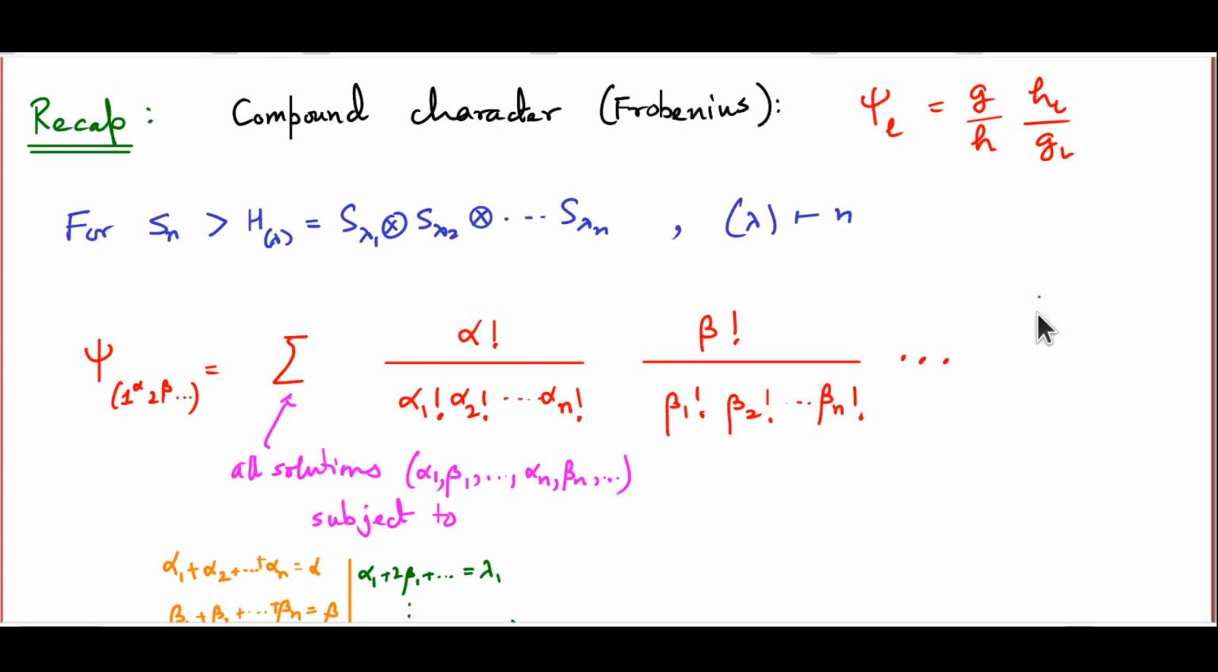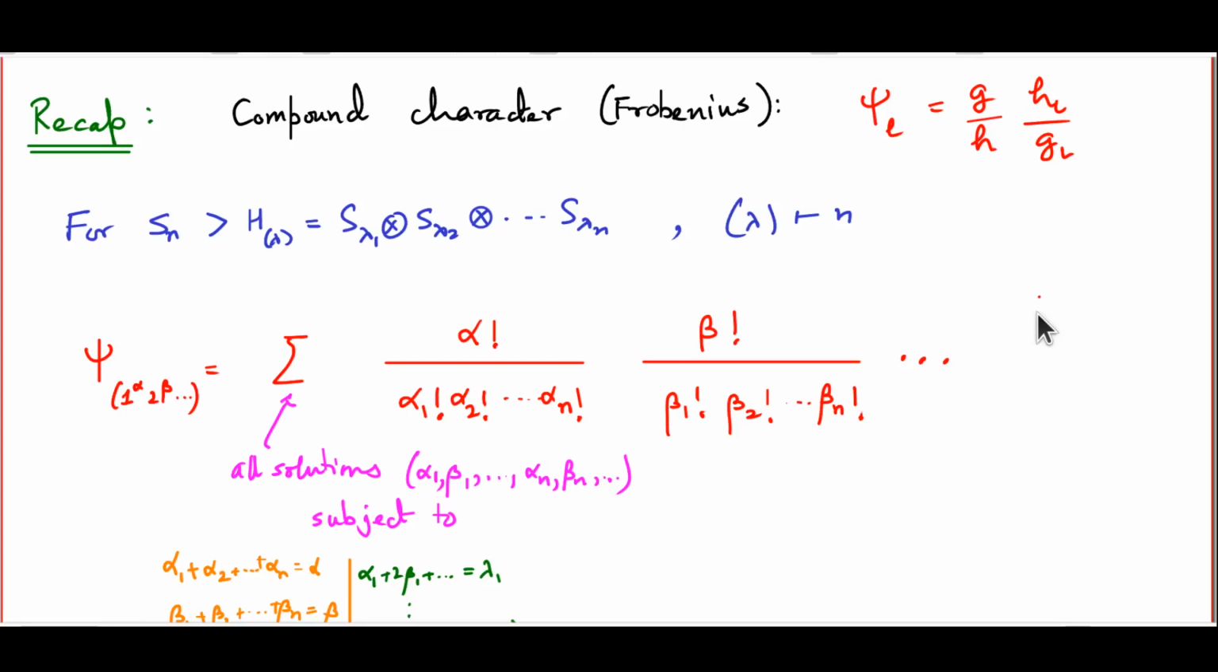In particular, if we use the identity representation for the subgroup, we arrived at a particularly simple formula for a compound character corresponding to a given class, the nth class, and the formula for that turned out to be G over H times HL over GL, where G and H are the orders of the group and the subgroup, respectively. GL is the number of elements in the nth class of the group G, and HL is just the number of these elements which survive as members of the subgroup capital H.